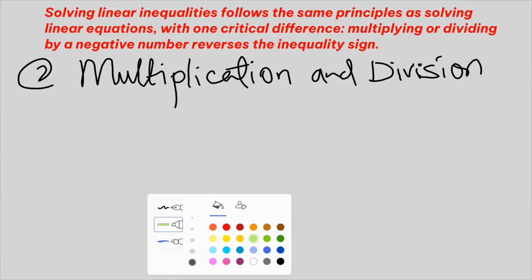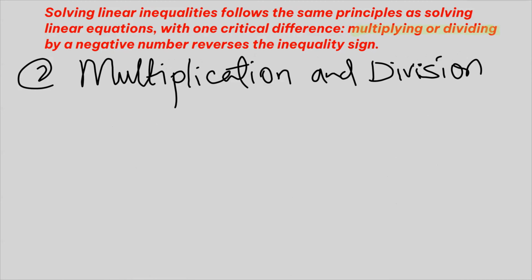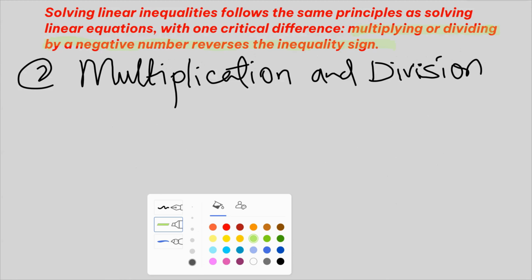by a negative number, the inequality sign reverses. When multiplying or dividing by a positive number, the sign remains the same. If the number is negative, we must flip the inequality sign. So let's look at a simple example.